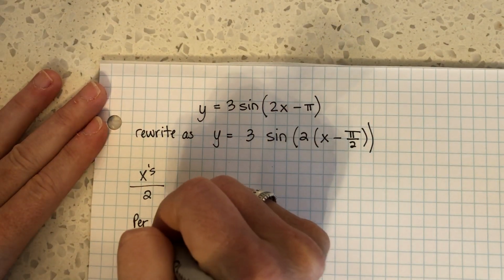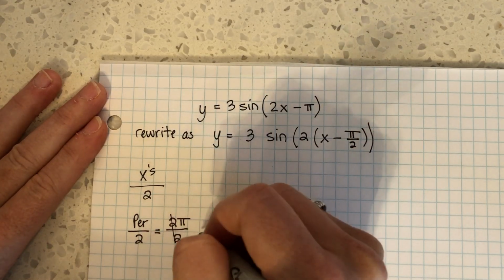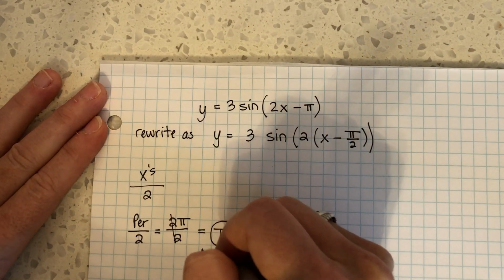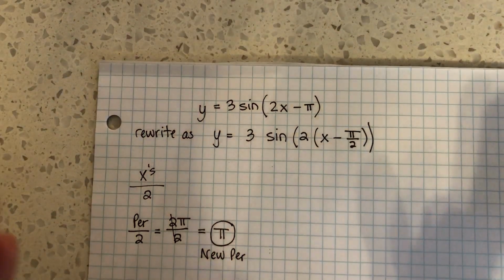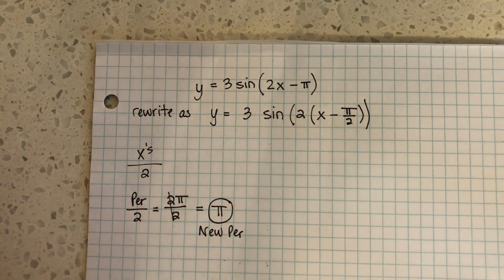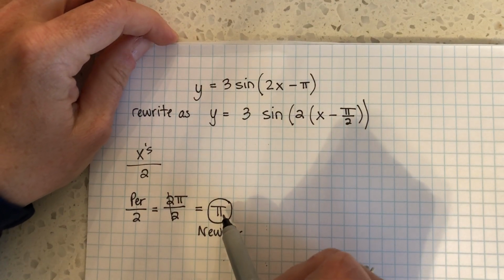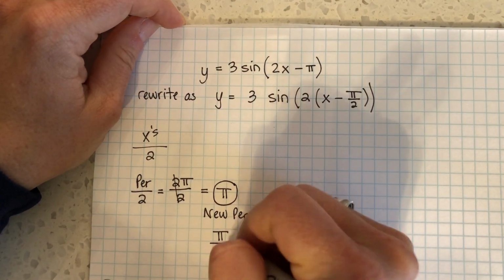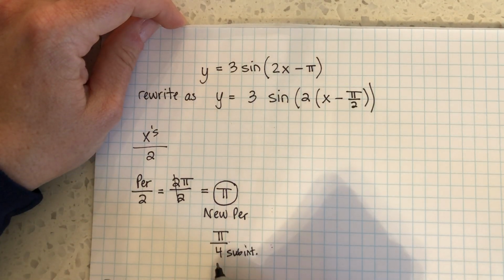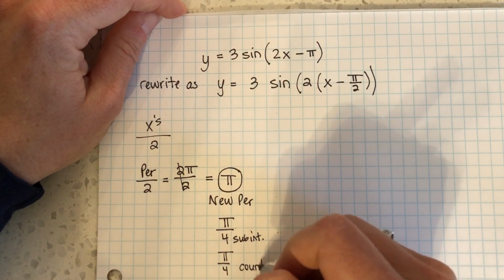Well, our period used to be who? 2 pi. We've now divided it by 2, which means your new period is going to be pi radians. That's your new period. It's only going to take pi units to create one sine wave now. Now, if you want to get yourself set up, we know it's all about those key points and those subintervals. So if you take the new period pi and you divide it by the 4 sub-intervals that we're going to create, that's going to make pi over 4. So pi over 4 is going to be your counting increment.